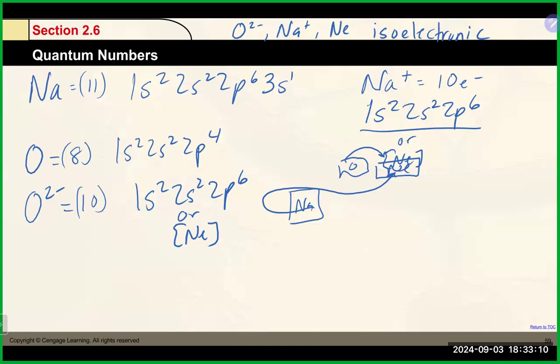Any questions on that? So if I had aluminum with a +3 charge, what would be its electron configuration? And if I had Br minus, what would be its configuration?